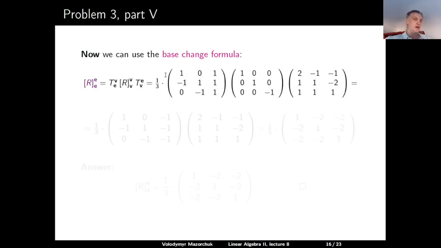So we can move out the global scalar 1 third. Then we have this is the transformation matrix from E to V. This is the matrix of R in the basis V. And this is what remains from the transformation matrix from V to E. So 1/3 is the global scalar in the front. So this is equal to 1/3 times, so let's take the product of these two matrices.